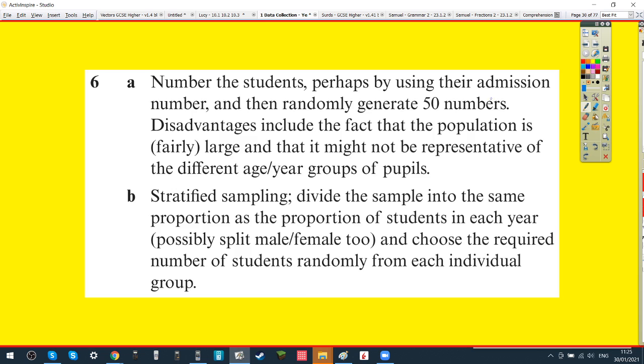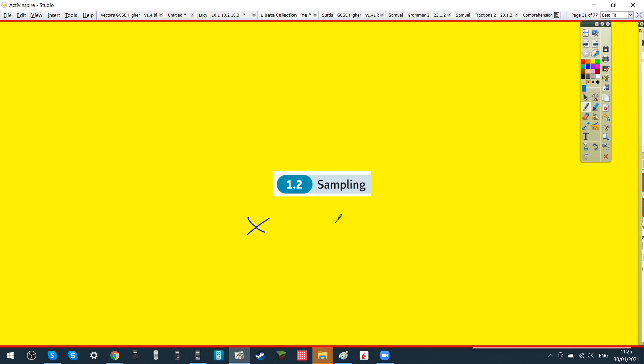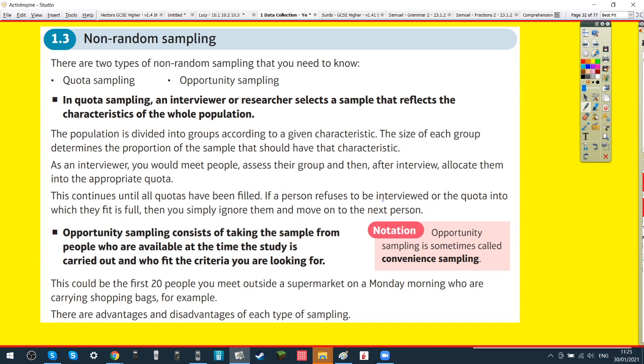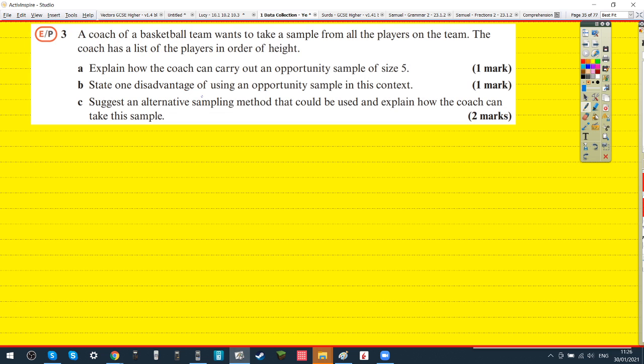Sample size of 50. I'm sure you'll figure this stuff out. Okay, sampling. I don't want to spend much time on that. Non-random sampling. Quota sampling is similar to that. It's like we need 10 boys in the sample, so when you reach 10, then you stop. Make sure you get 10, that type of thing. Opportunity sampling is like the first 20 who walk out of the shopping centre. There's advantages and disadvantages. Okay, how about 3A?